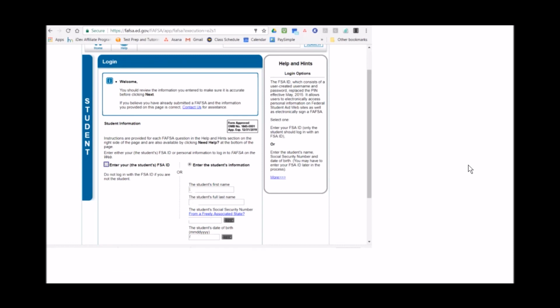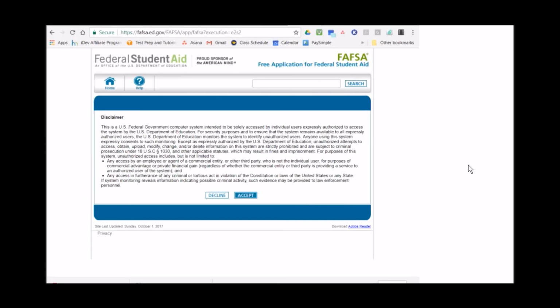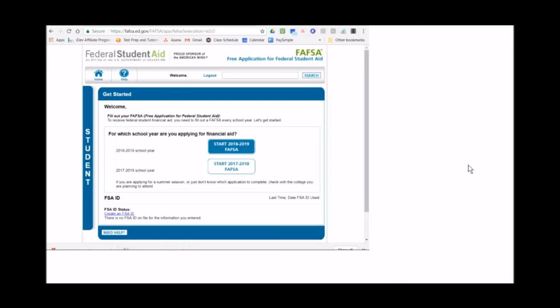If you're going to enter the student's information, you have to put in the student's first name, last name, social security number, and date of birth. Then there's the big scary disclaimer on the penalty they give you. This is only for the student and the family who are supposed to be filling this information out and not sharing it. You accept that disclaimer.